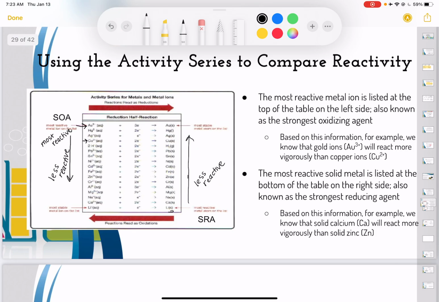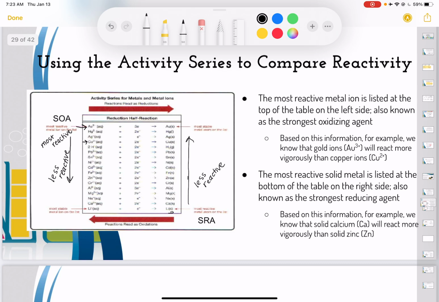If you're a really reactive ion, then you're probably a really stable solid version. And if you're a very stable solid, you're probably really reactive as an ion. It says the most reactive solid metal is listed at the bottom of the table on the right side, also known as the strongest reducing agent, SRA. Based on this information, for example, we know that solid calcium will react more vigorously than solid zinc.